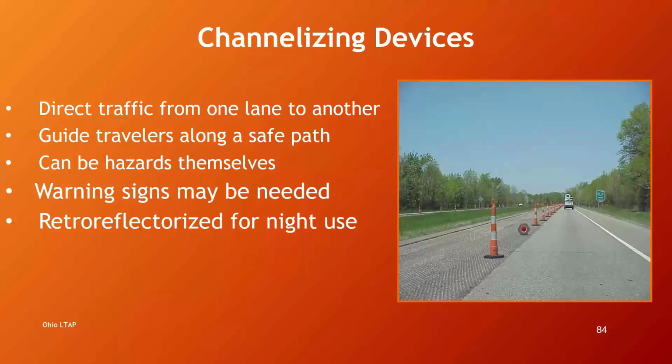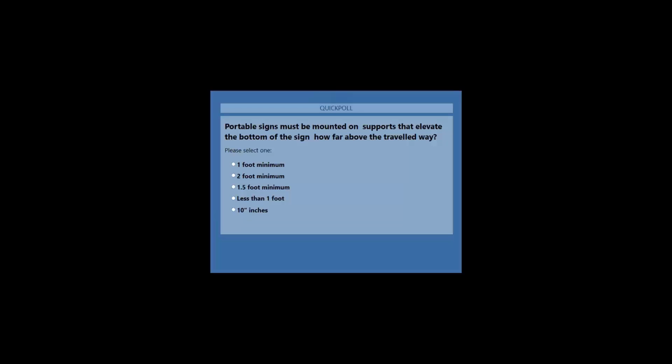Yeah, let's do another, because too many missed that one. All right, so here we go. Portable signs must be mounted on supports that elevate the bottom of the sign. How far above the traveled way? Right, like the top of the pavement.